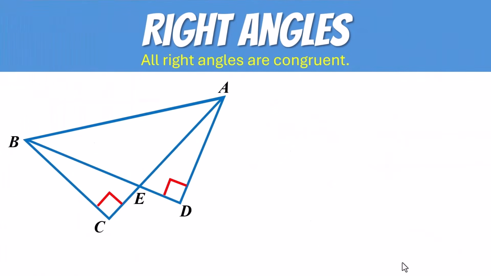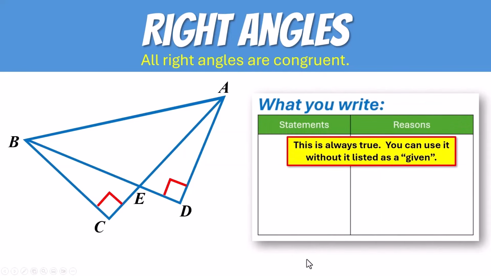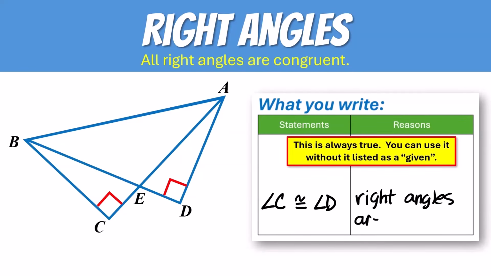And one more definition type of thing, and that is right angles, all right angles are congruent. And again, that is a definition. It doesn't have to be in the given information for you to use it, but it might be. So we're just going to go with angle C is congruent to angle D, and that is because right angles are congruent to each other.